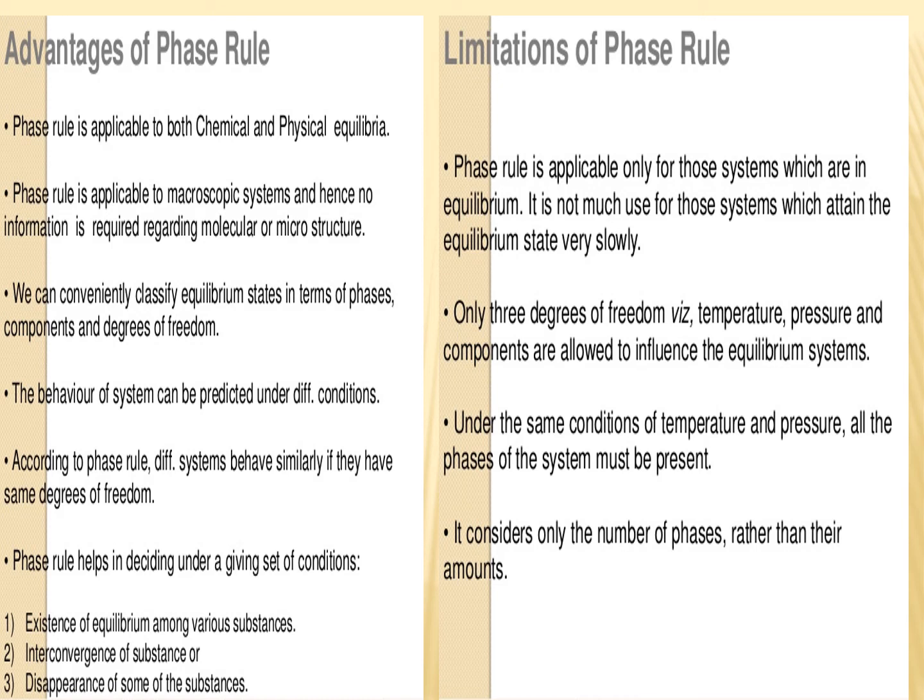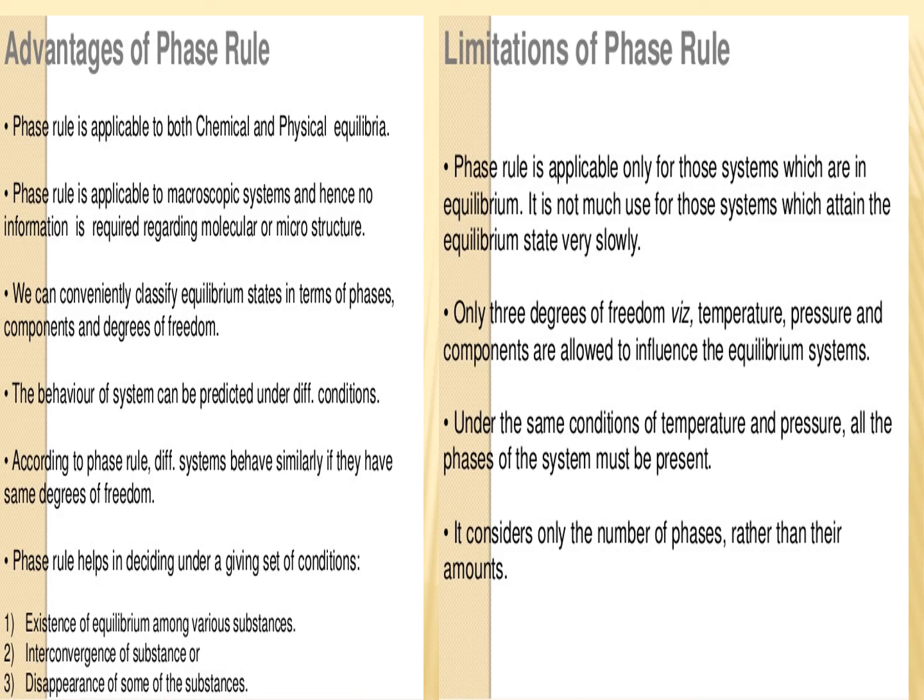According to phase rule, different systems behave similarly if they have the same degree of freedom. Phase rule helps in deciding, under a given set of conditions, the existence of equilibrium among various substances, interconversion of substances, or disappearance of some of the substances.